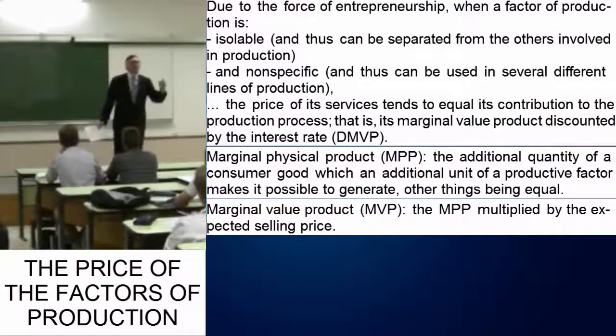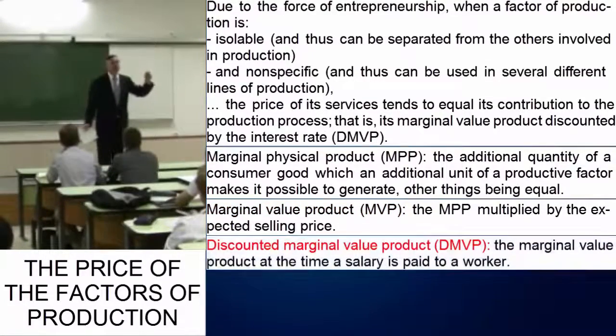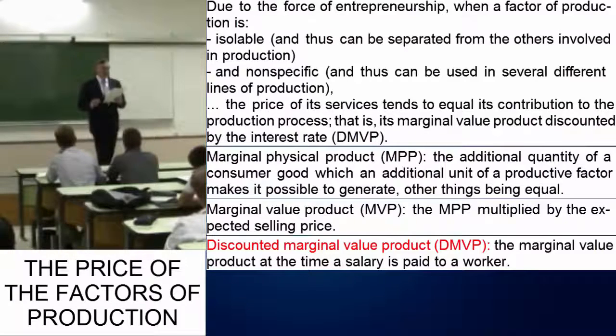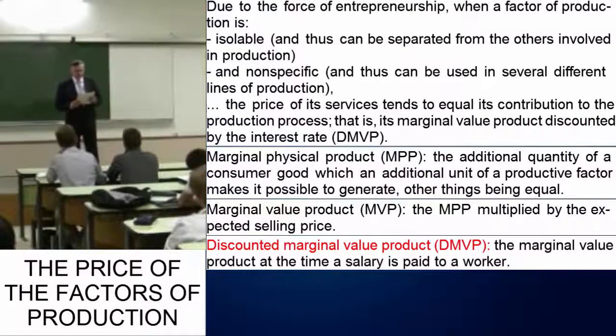And now we come to the third step, understanding the discounted marginal value product. Listen, the problem is that the marginal value product is not obtained now, when I am providing my services as a shoemaker. Instead, it is obtained at the end of the production process in which I take part, along with other productive factors.